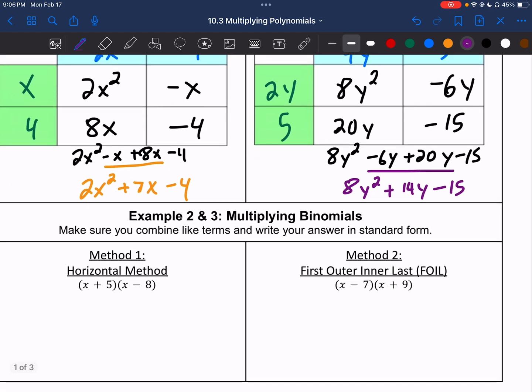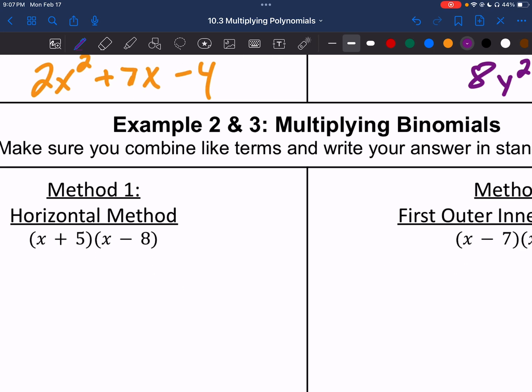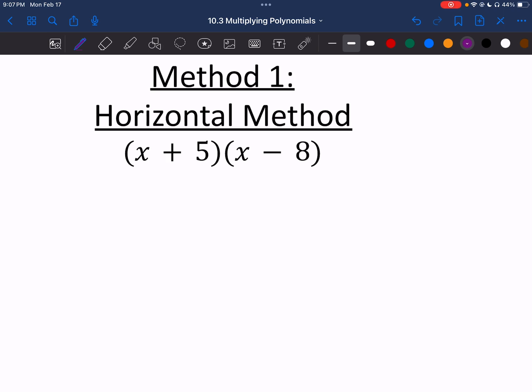Now, we're going to go down to examples 2 and 3, which is multiplying binomials. And there's going to be, again, two different methods I'm going to demonstrate for you. There's the horizontal method and there's the FOIL method. So let's start with the horizontal method.